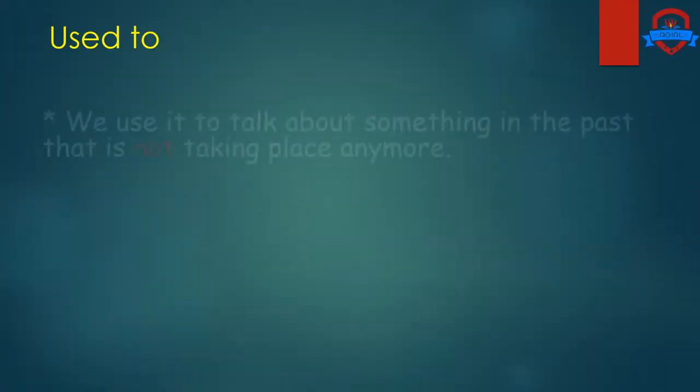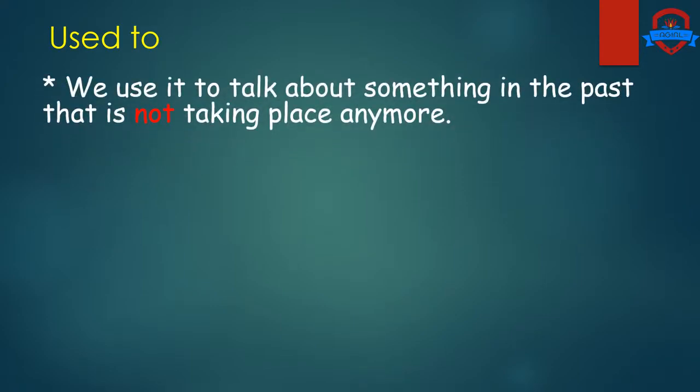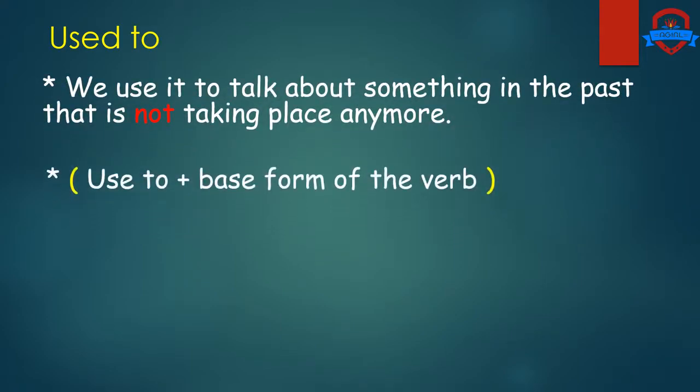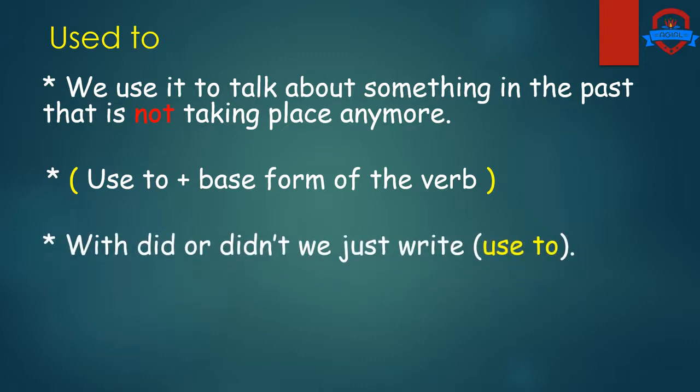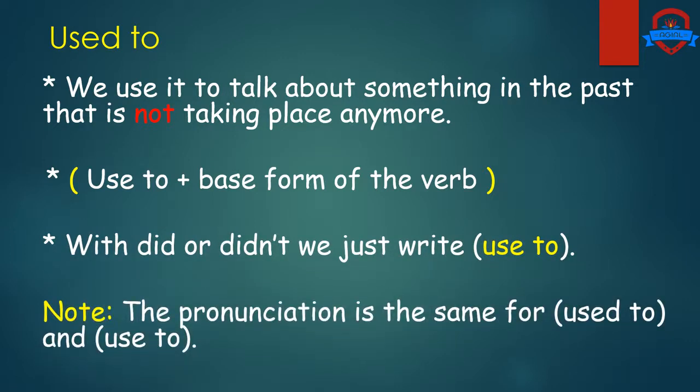Used to. We use it to talk about something in the past that is not taking place anymore. Used to plus base form of the verb. Don't forget, it's followed by an infinitive. With did or didn't, we just write use to. Don't forget that the pronunciation is the same for used to and use to.